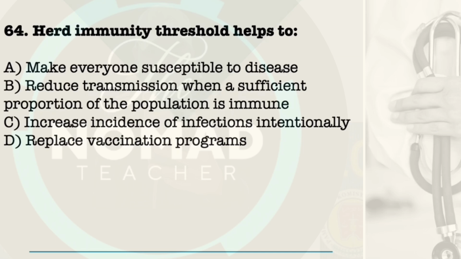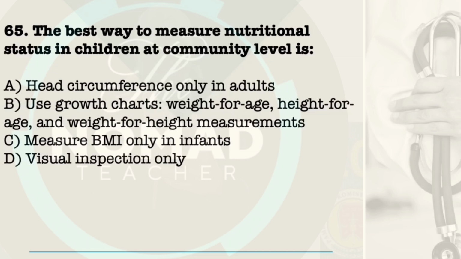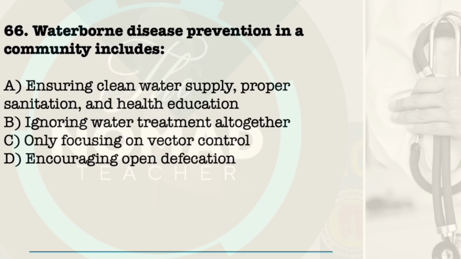65. The best way to measure nutritional status in children at community level is: A. Head circumference only in adults. B. Use growth charts, weight for age, and weight for height measurements. C. Measure BMI only in infants. D. Visual inspection only.